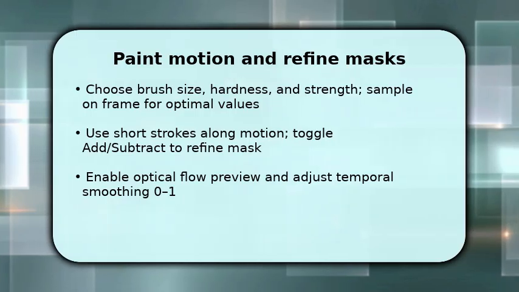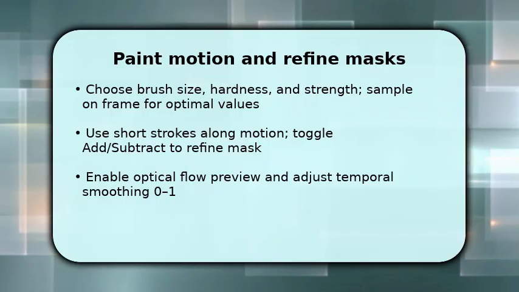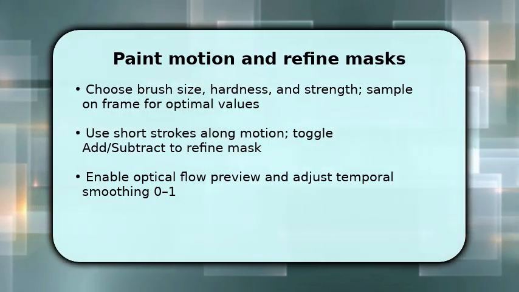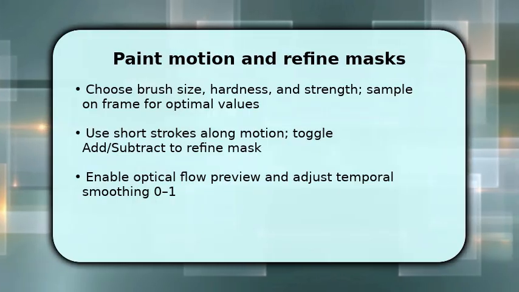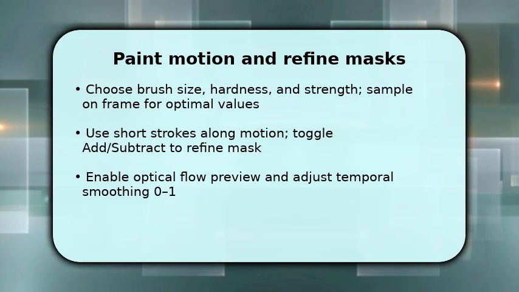Once painted, enable Optical Flow Preview to see predicted motion. This tells you if temporal smoothing needs change. If the mask flickers, increase smoothing slightly, but be careful, too much blurs fast motion. Play the range repeatedly and correct frames where the mask slips.